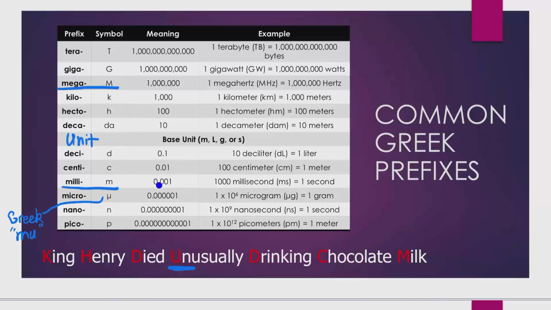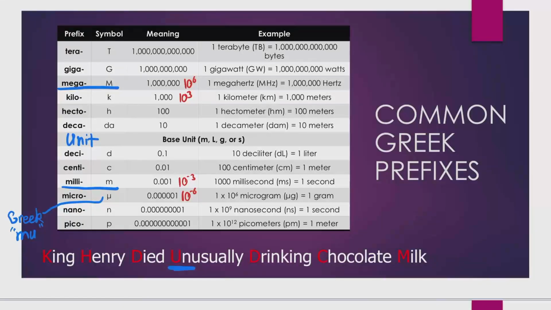So milli is 10 to the minus 3. When we move one smaller to micro, it's 10 to the minus 6, nano is 10 to the minus 9, pico is 10 to the minus 12. And it works the same way moving up. So if we look at kilo, 10 to the 3, mega 10 to the 6, giga 10 to the 9, tera 10 to the 12.